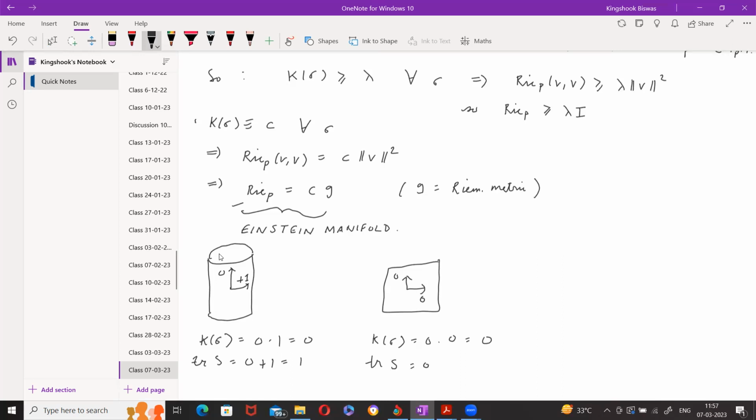Right? So the trace is not intrinsic. What I mean is there is a map from this 2-plane into this cylinder, right? You wrap the plane around the cylinder, a map which is an isometry. What is an isometry? That means it preserves lengths of curves. Okay, so lengths of curves are preserved.